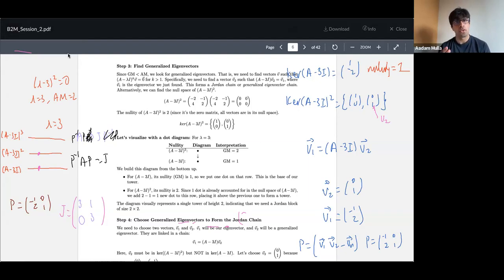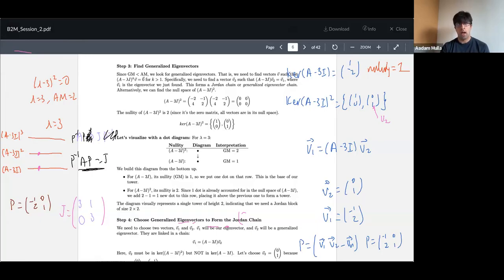Could we have chosen V2 as no? Yes, exactly. You would have chosen V2 as 1, 0. You would not have gotten the exact same answer. You would have gotten a different P. J would have been the same, but at the end of the day, P inverse AP would still equal J. So it would have been a different answer, but a different right answer.